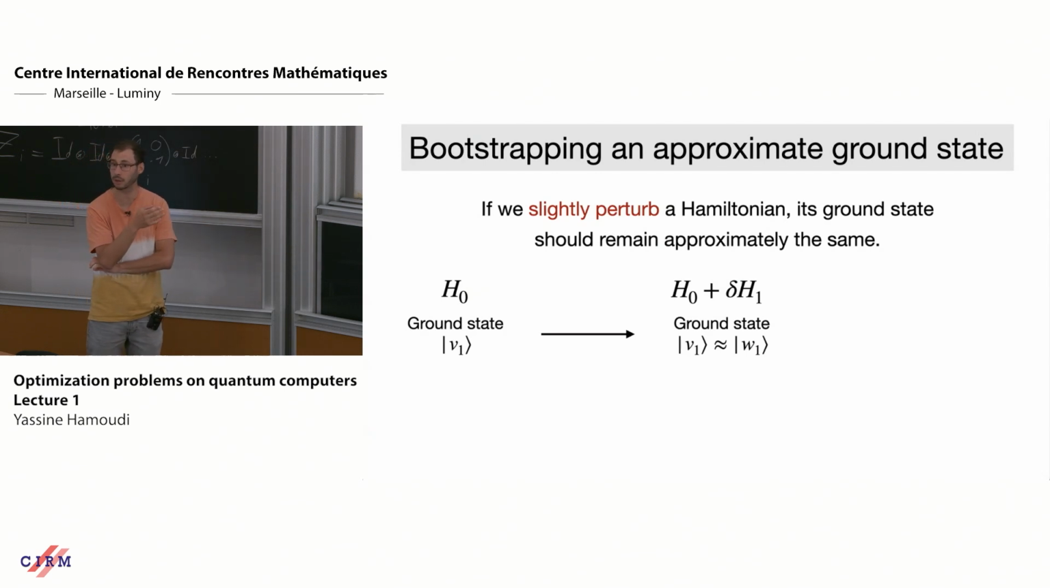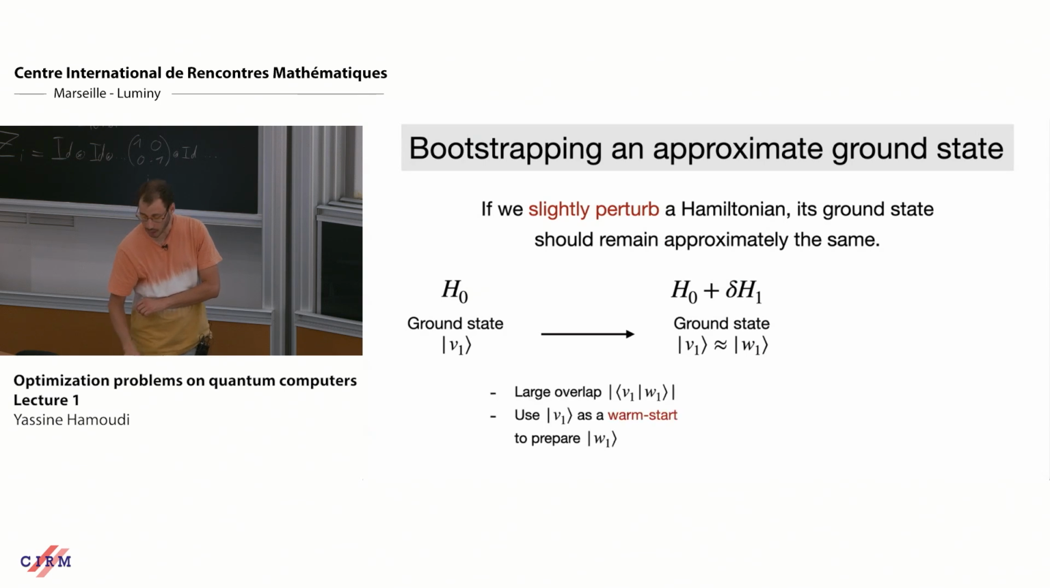of the perturbed Hamiltonian. Now it suggests a bootstrapping idea for finding the ground state of any Hamiltonian, which would do the following thing. Assume that you know the ground state of H0, and you use it as a warm start for finding the ground state of H0 plus delta H1. Because of the small perturbation, it's not exactly the ground state, but the overlap will be very close to 1. So that is a very good warm start. You could just prepare V1, and use it as a warm start to prepare W1, the next ground state.